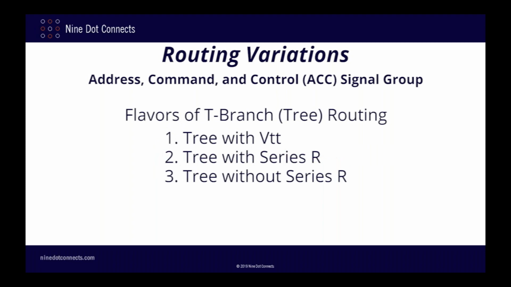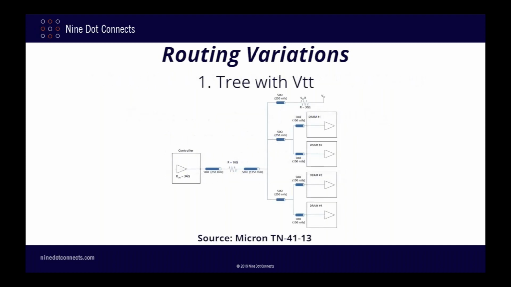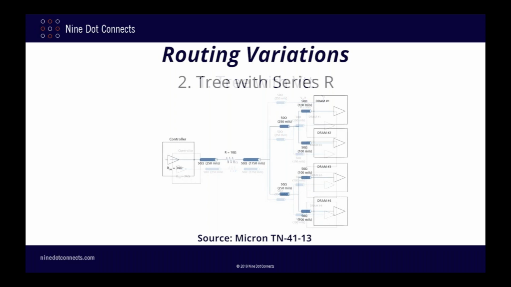As it turns out, there are several flavors of T-branch or tree routing. We have tree with VTT termination, tree with Series R termination, and a tree without Series R termination. The VTT option provides the best signal, but is typically considered overkill in a point-to-point system like the one I'm doing here. The Series R versions are typically the ones used for T-branch implementations.